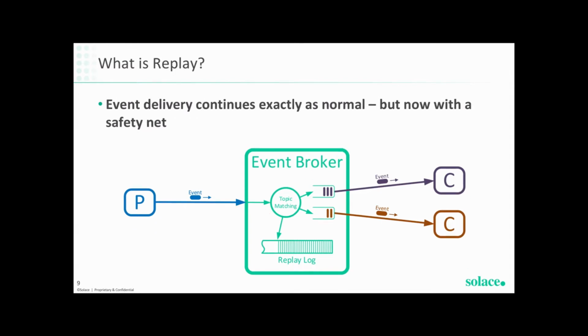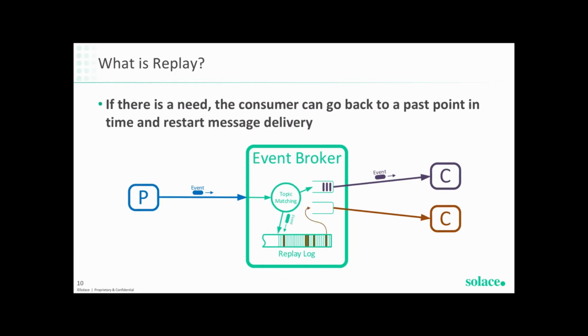From the producer's and consumer's point of view, the broker behaves exactly as it always had. Except now, there is a massive safety net. Now with Replay, a consumer or administrator can request a replay of events for some point in the past. The broker will intelligently send all messages that match that consumer's subscriptions from that point on. If that consumer has subscriptions that match multiple topics, the events will be replayed to that consumer in global temporal order, even across these multiple topics.